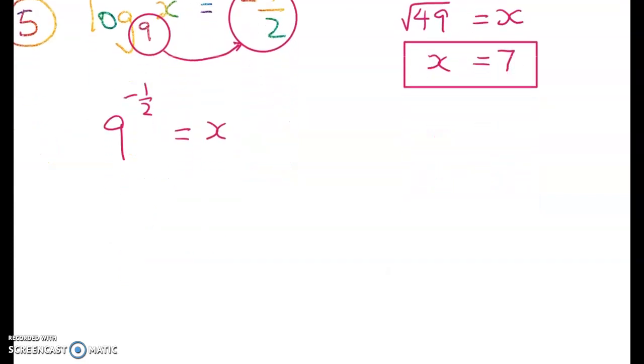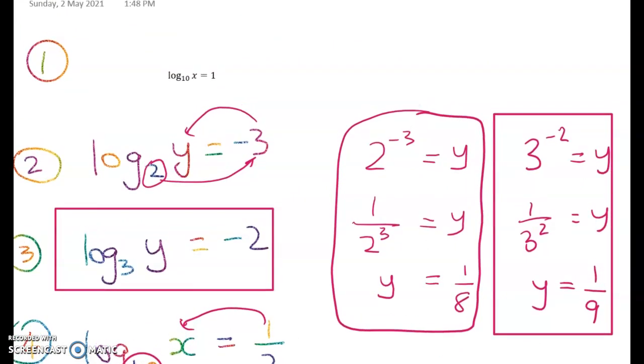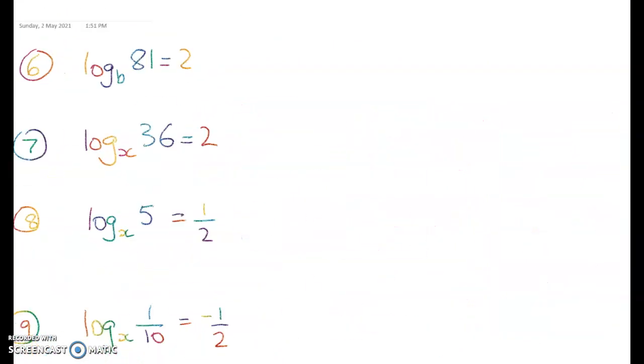When we see that negative power now, we should be getting quite confident with knowing that it's 1 over 9 to the power of positive 1/2. And 9 to the power of positive 1/2 is simply the square root of 9. So that's 1 over 3. So x is equal to 1/3. Okay, so that's the first 5 done. On to the next 5.